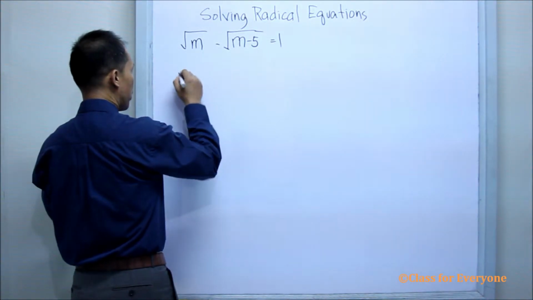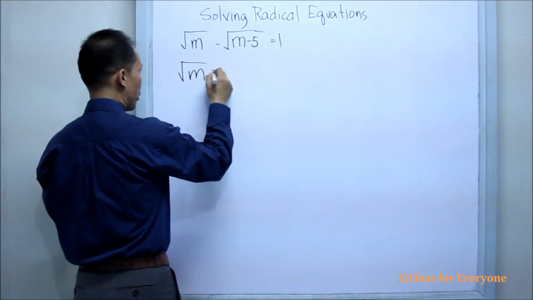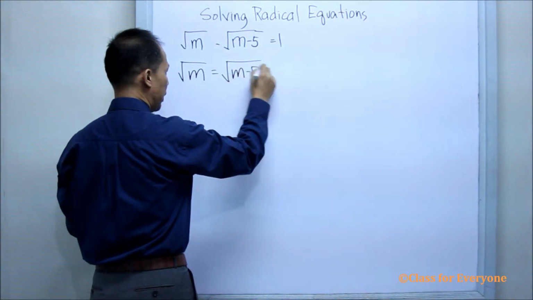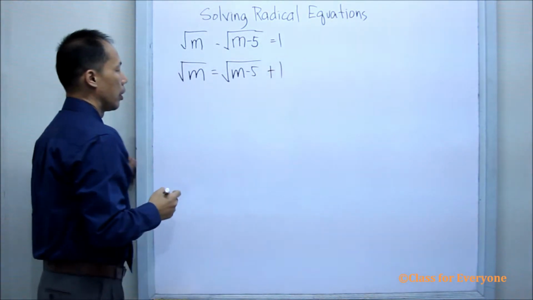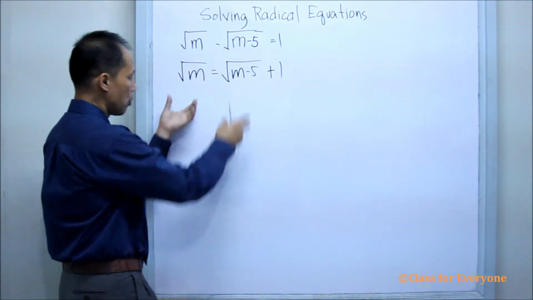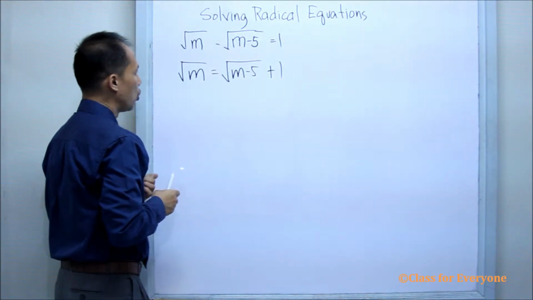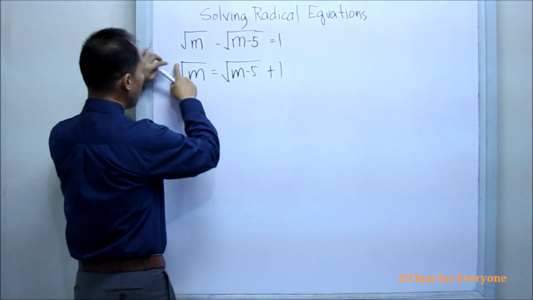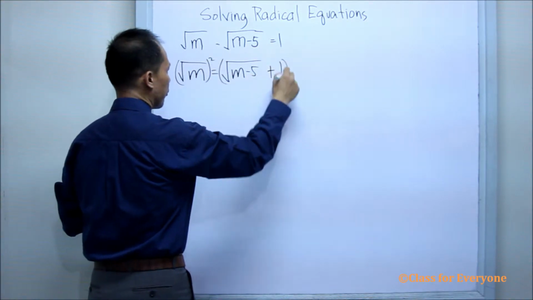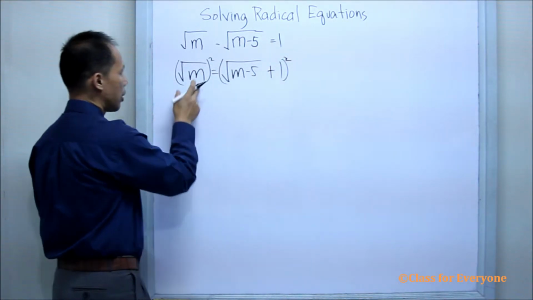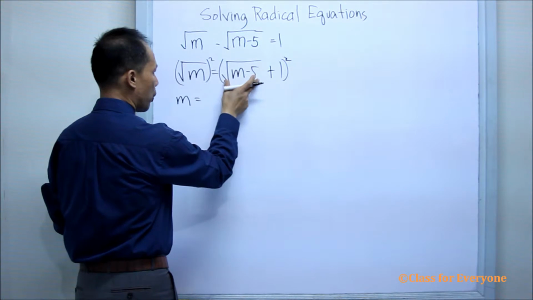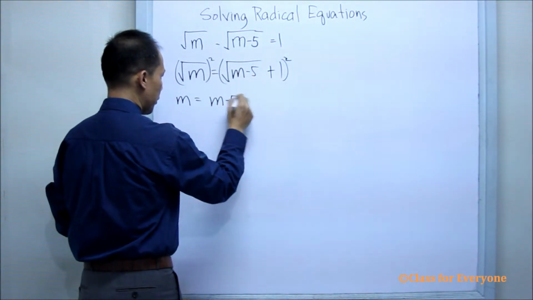So the next step is the square root of m is equal to the square root of m minus 5 plus 1. And then the next thing that we're going to do is to apply the power rule. We are going to raise both sides of the equation to an exponent equal to the index. So we have to square it. By squaring both sides, the left side will just be an m. And then this one, squaring this, will have m minus 5.